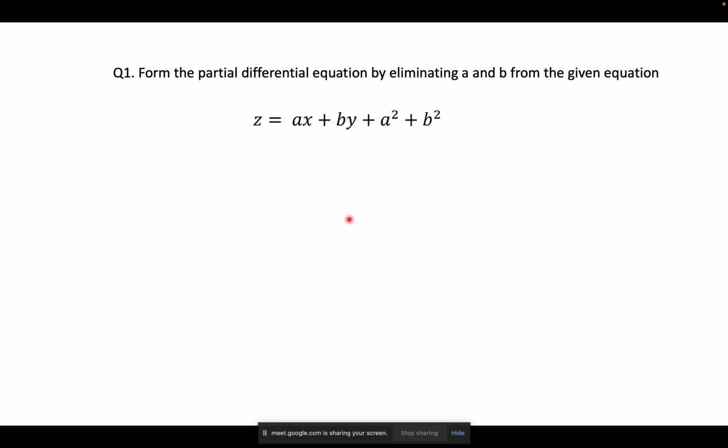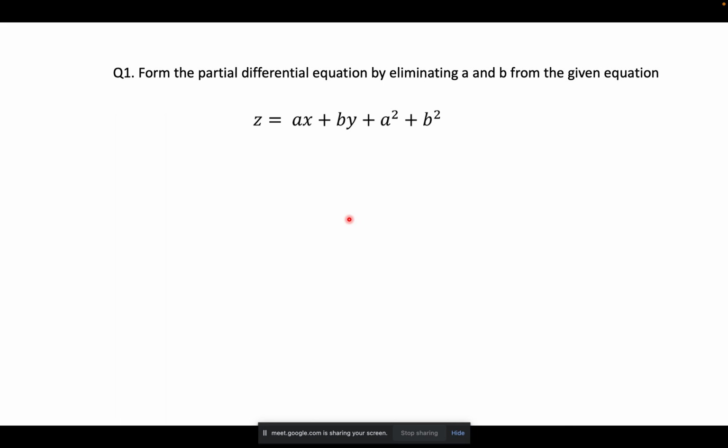You are given an equation which is z is equal to ax plus by plus a square plus b square, right? And you see there are two constants involved in this equation. The two constants are a and b, and then you have x and y as two independent parameters and z as a dependent parameter. Now what you need to do is take this equation and from that form a partial differential equation.